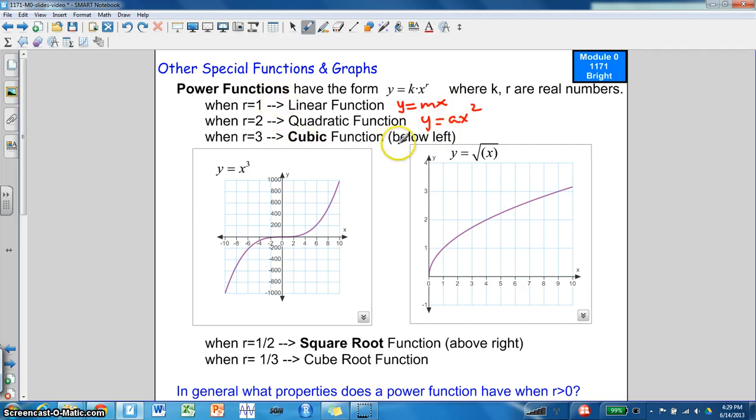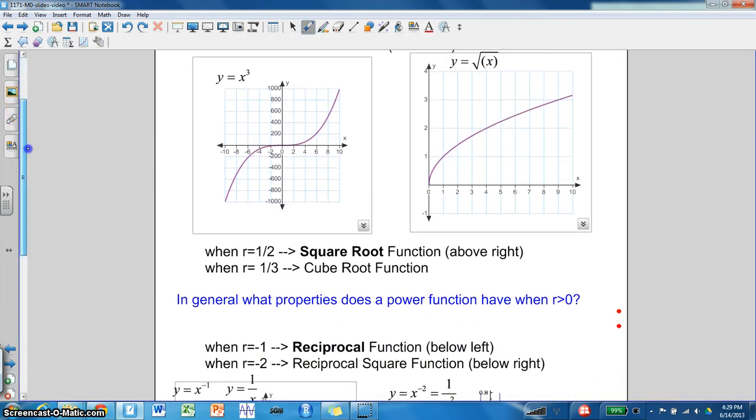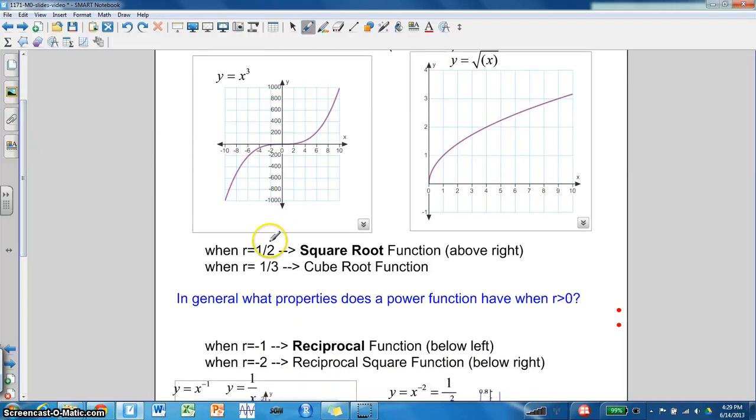A cubic function, and so it says below to the left. Okay, so here's our basic cubic function. You'd have a constant here. We're saying k is equal to 1, but that's okay. So again, it would decrease as you go to the left and increase as you go to the right, passing through the origin. Okay, and if we continue to go down, we have now rational numbers for r.